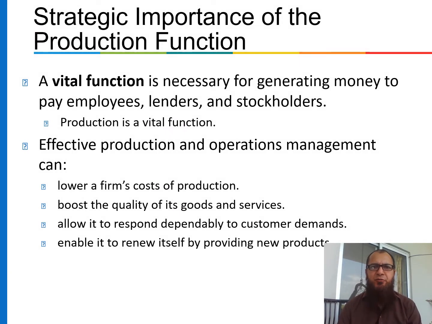Strategic importance of the production function. The production process, producing goods or services, is at the center of any firm. Effective production processes increase quality, meet customer demands, provide new products, and lower the cost of production. The production function is necessary for generating money to pay employees, lenders, and stockholders. Production is a vital function.